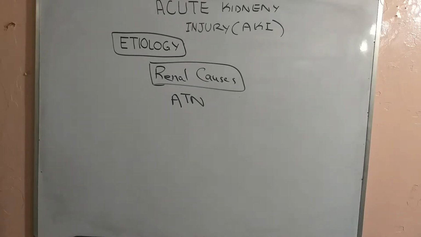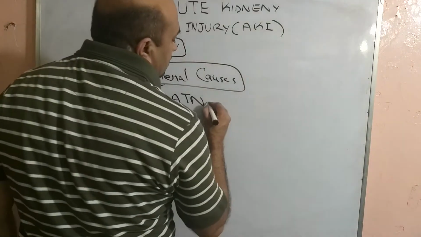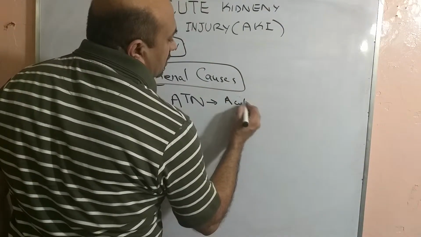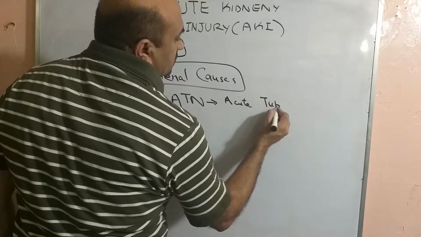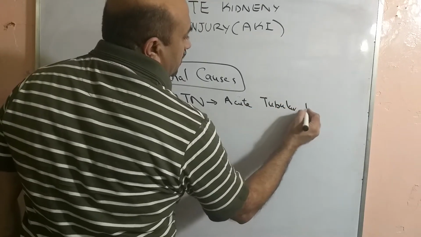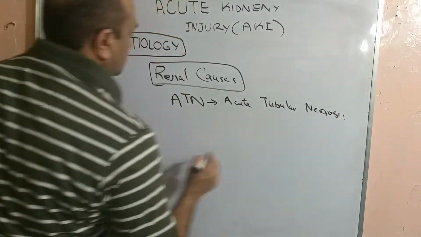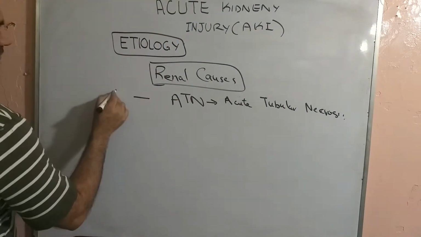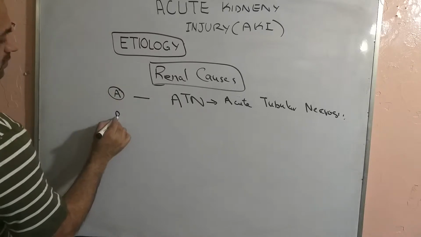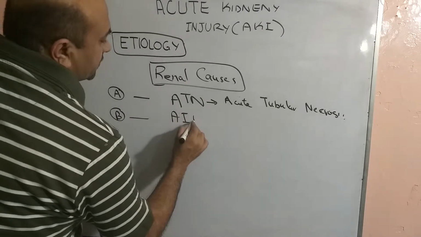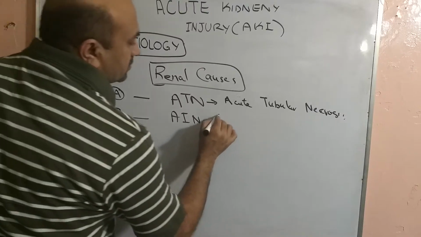So the renal causes of the acute kidney injury, first one is the acute tubular necrosis. Famous one is, first is acute tubular necrosis, B is AIN, acute interstitial nephritis.